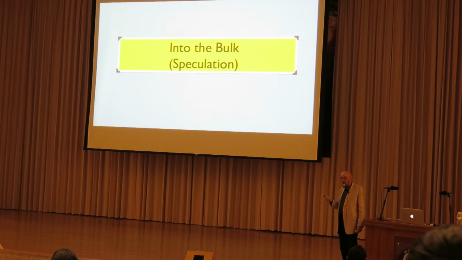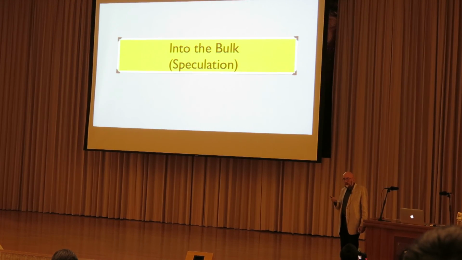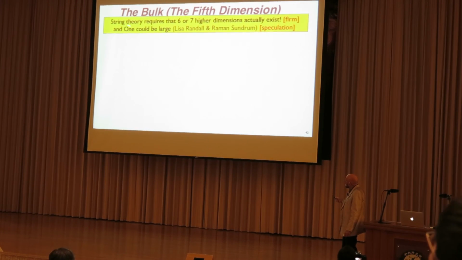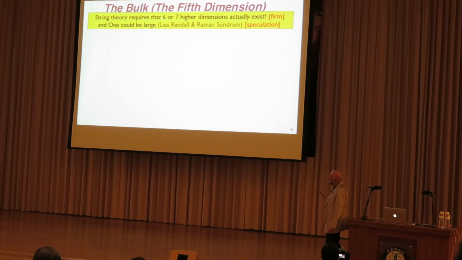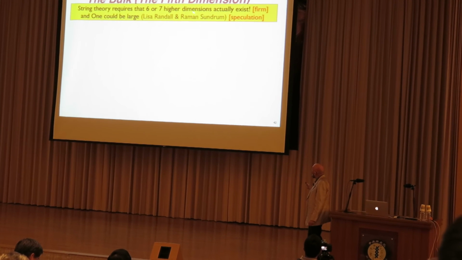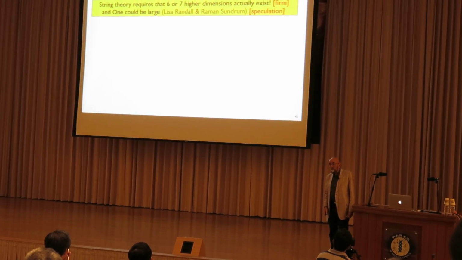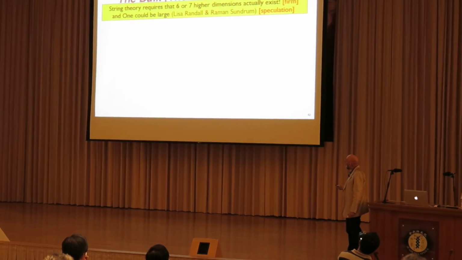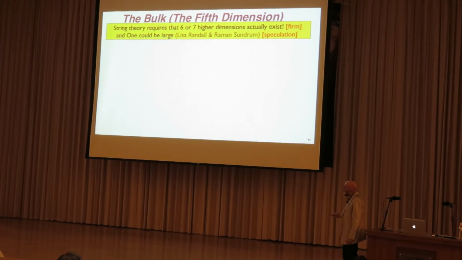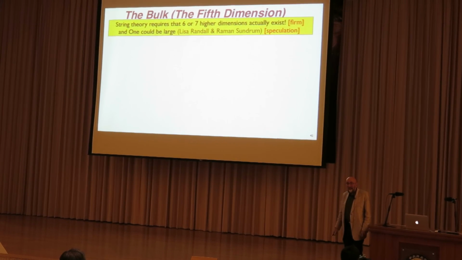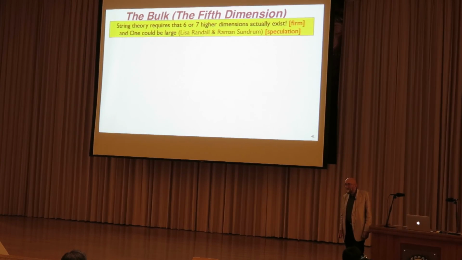So I suggested to him, instead, you can bring Cooper back through the bulk. And so let's talk about the bulk for a moment. String theory, if it's something like that is correct, requires that there are 6 or 7 higher spatial dimensions than just the 3 that are familiar to us. And one of them could be a large dimension, something big enough to maybe even have some science fiction adventure.